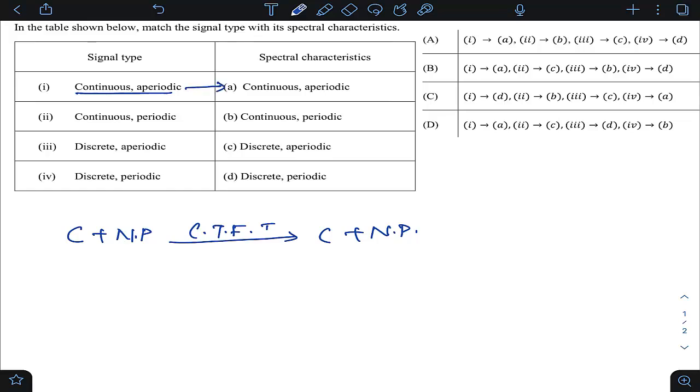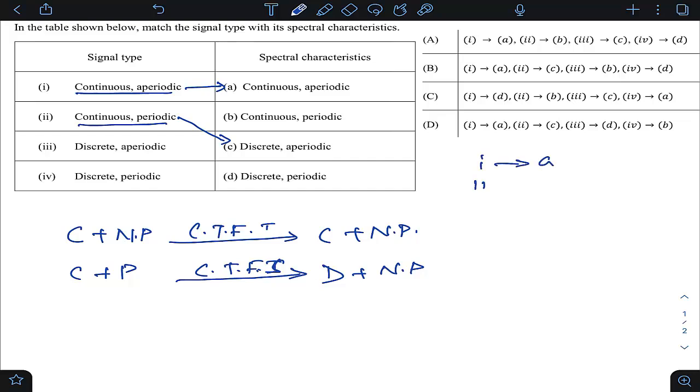Okay, fine. Next, continuous and periodic. What is that Fourier analysis where the time domain signal is continuous and periodic? So this is nothing but your CTFS, continuous time Fourier series. In CTFS, the spectrum is discrete in nature and it is non-periodic. The CTFS spectrum is discrete and non-periodic. So discrete and aperiodic. So 2 corresponds to C. So 1 corresponds to A, 2 corresponds to C.